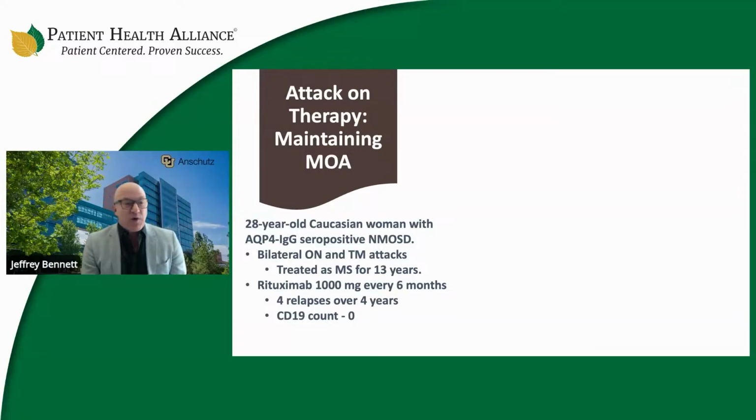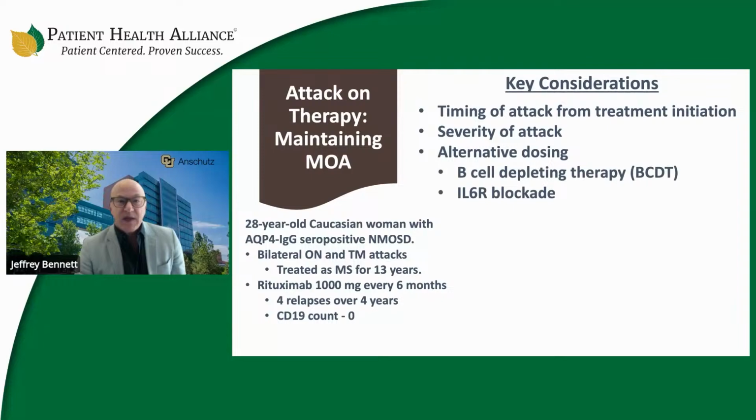In this case, we have a 28-year-old woman who had bilateral optic neuritis and transverse myelitis attacks that were initially treated as MS, who finally was noted to have NMOSD, and while on rituximab treatment, continued to have 4 relapses over 4 years, despite effective B-cell depletion noted in the blood. And as we look at these key considerations for therapy, we know that this timing of attack is not initially happening right after treatment initiation, and the severity of attacks might not be terribly severe at this point, although I haven't given you the details.